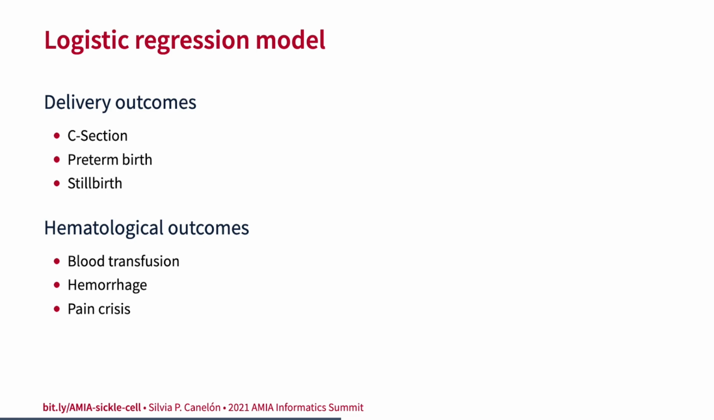For our logistic regression model, as I mentioned earlier, we studied different delivery outcomes, including C-section, preterm birth, and stillbirth, as well as hematological outcomes, including a blood transfusion, hemorrhage, and pain crisis, which we all found to be relevant to the context of sickle cell disease.